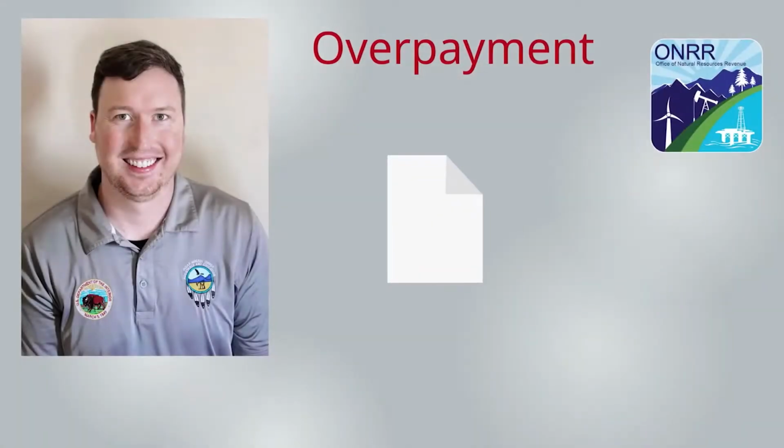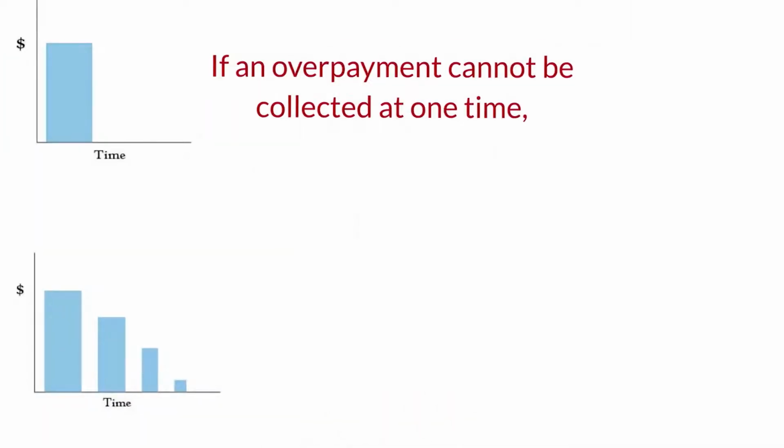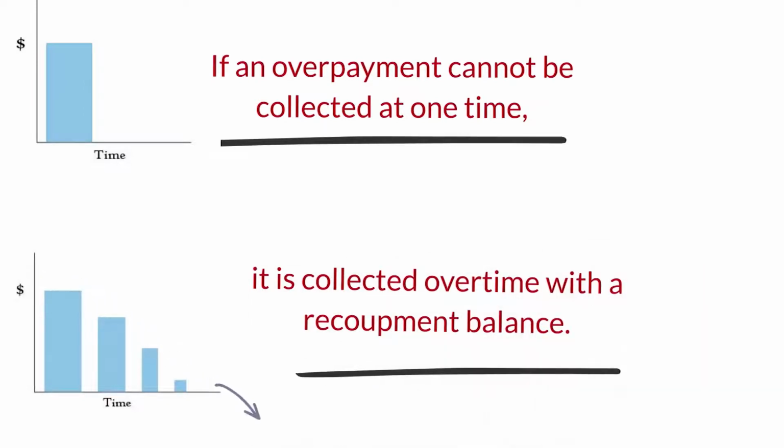Or it can also result in an overpayment, meaning your lease received more than its share of royalties and the company can recoup those overpaid amounts. Text on screen: overpayment, negative money from lease. If an overpayment cannot be collected at one time, the company can set up a recoupment and collect over time.